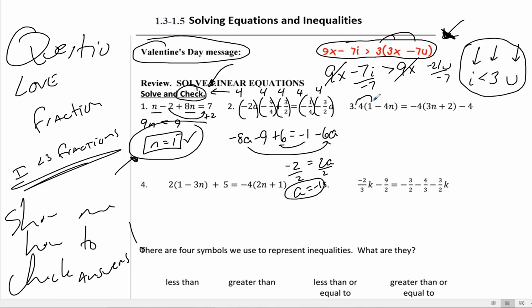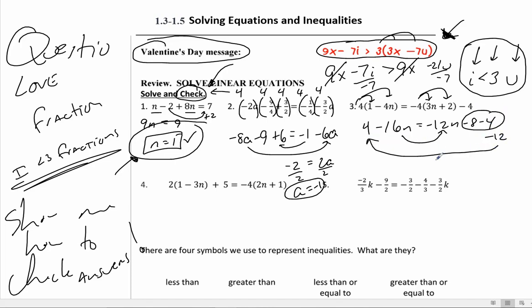Number three, I want to multiply here and multiply there. It's going to be a nice little wrap down the road. 4 minus 16n equals negative 12n minus 8 minus 4. I'm going to bring the 16n over, combine this to negative 12, and bring that over. I'm skipping some of these steps because this is review, and really it should be review. If it's not review, then we need to ask for more help. Be like, help me!